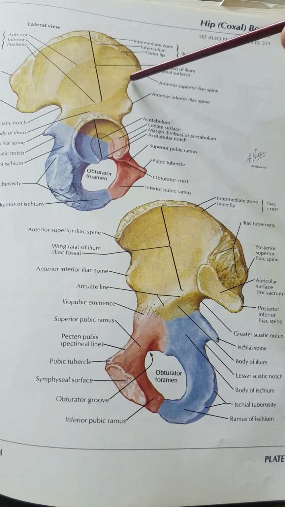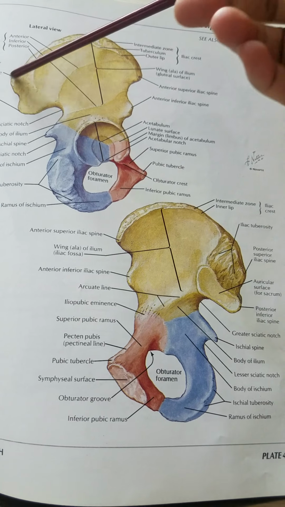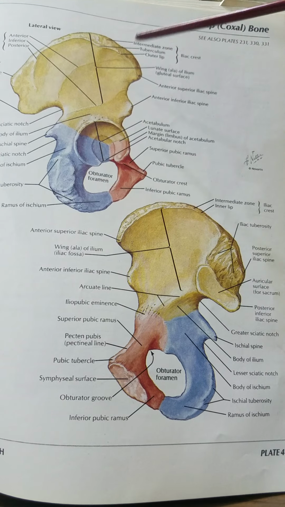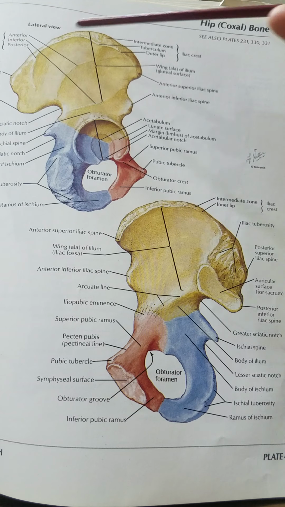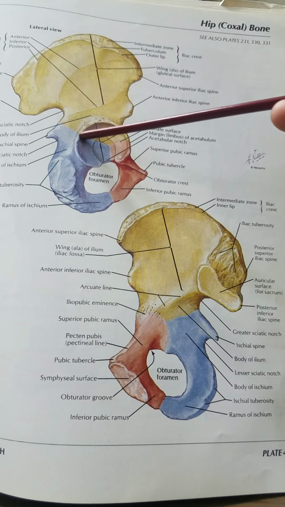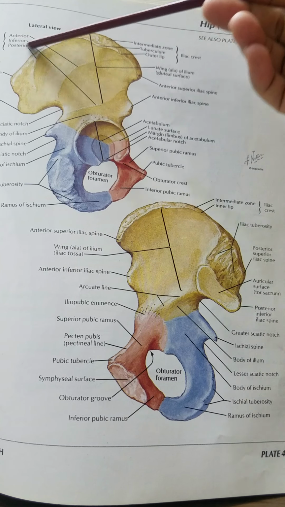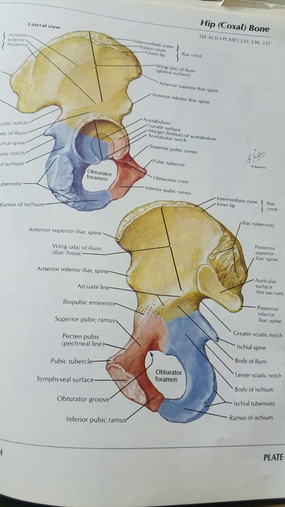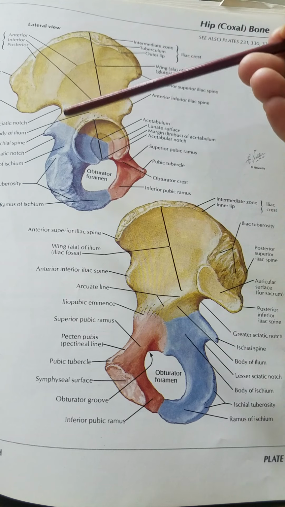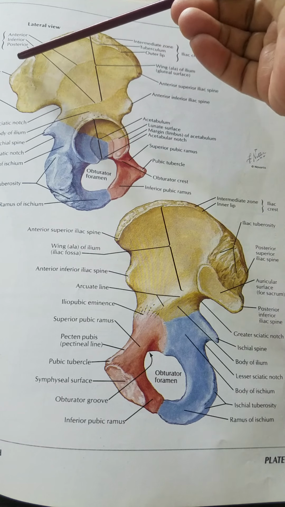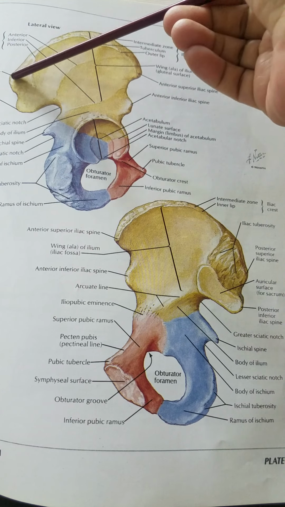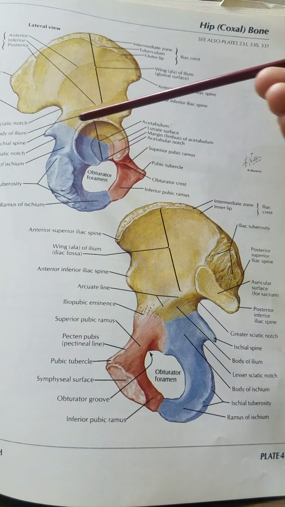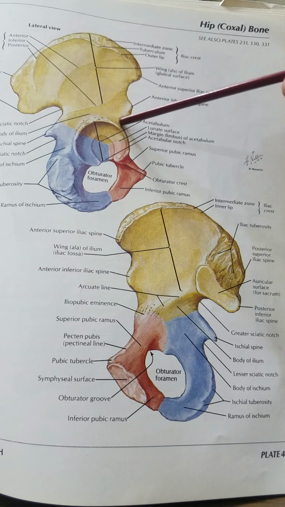So we'll start with the ilium. This here is the ilium. It has two ends, an upper end and a lower end. The upper widened part of this ilium is known as the ala of the ilium, and the two ends are: the superior end or the upper end makes up the iliac crest, and the lower end takes part in formation of the acetabulum.